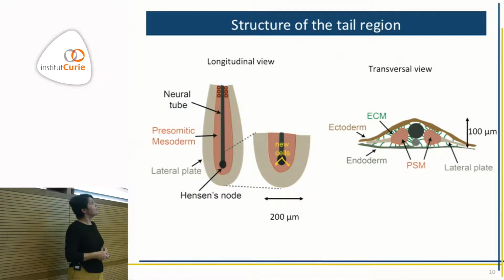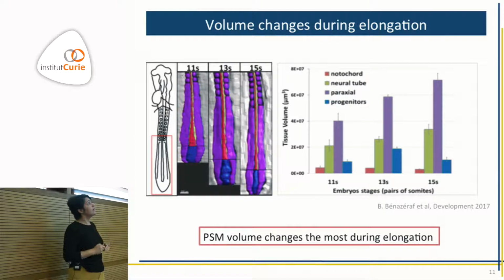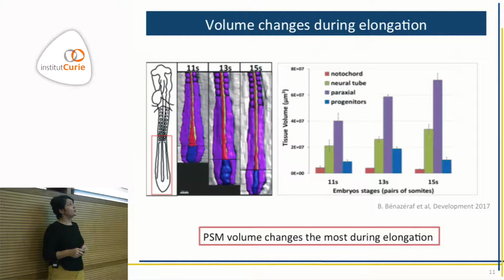And so if we look at how these different tissues grow over time, this is a work done by Bertrand Benazera, who was in our team. And what he saw is that the PSM over time grows much more than all the other tissues. So he marked, at different stages, the borders of different tissues, and he compared them to each other. So the PSM is a quite important tissue in this process of elongation.